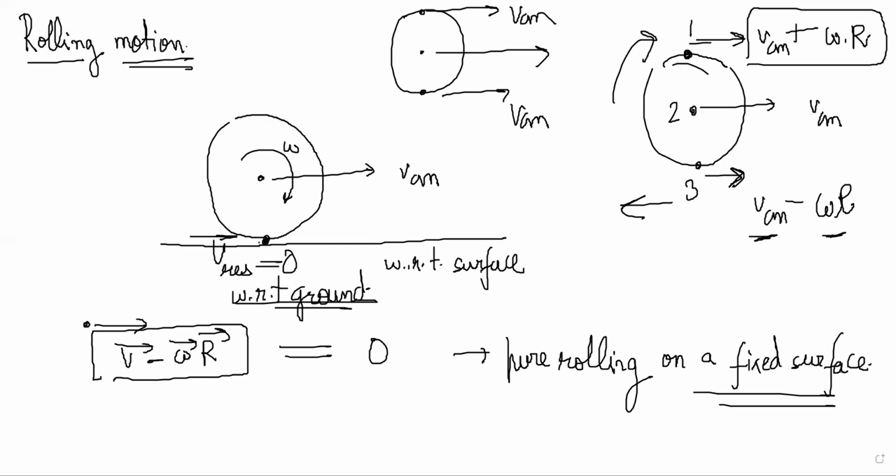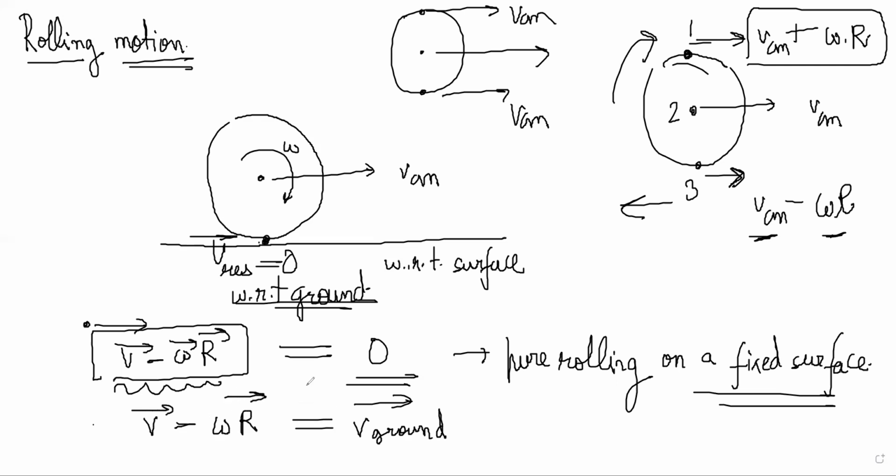So resultant velocity here was V minus omega r, and the ground we are assuming is 0 here. If the ground itself is moving, the resultant velocity should be equal to the velocity of the ground for pure rolling. So it is very straightforward. That's all that you need to know about pure rolling, in the sense that the lowermost point should not have relative motion with the surface. If it has relative motion with the surface, it is not pure rolling.